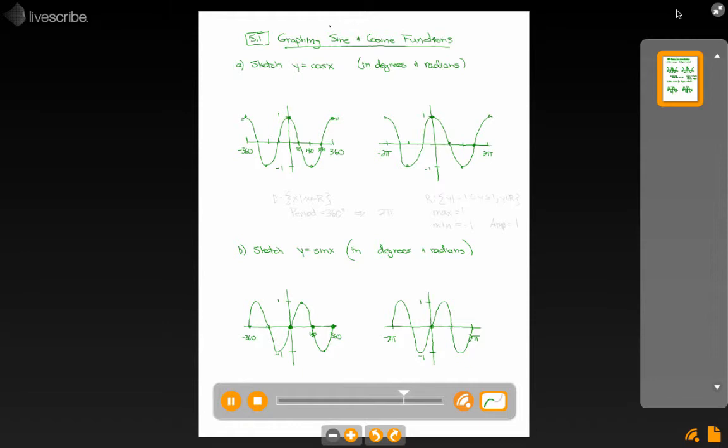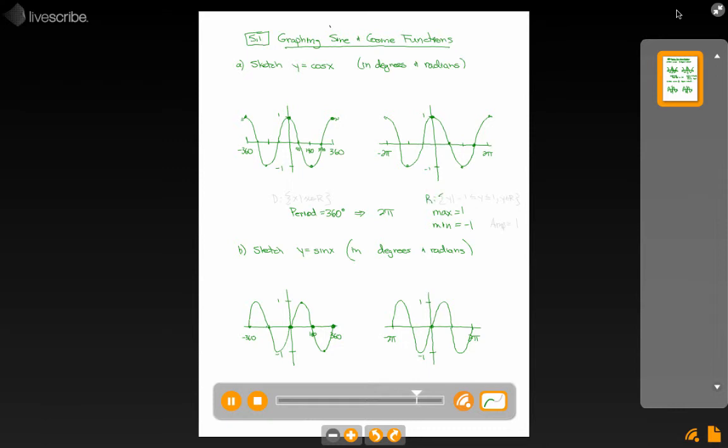So, some characteristics that these two things both have. Period, in degrees, 360 degrees. In radians, 2 pi radians. They both have a maximum equal to 1 and a minimum equal to negative 1, meaning their range is exactly the same.